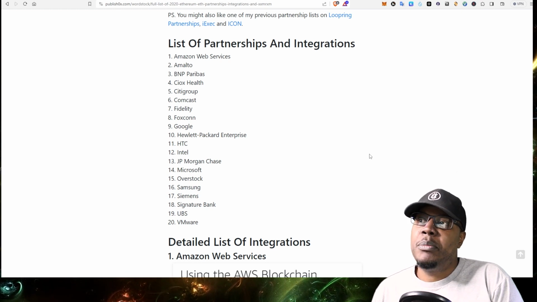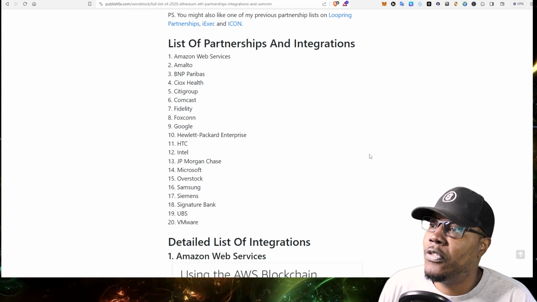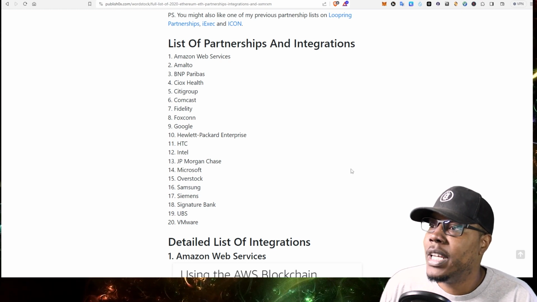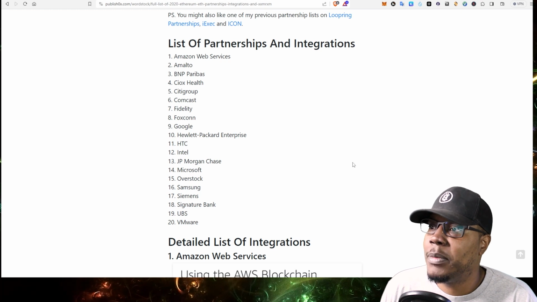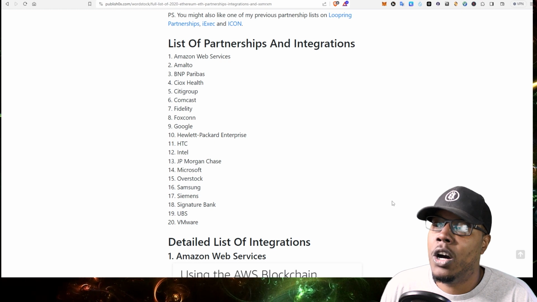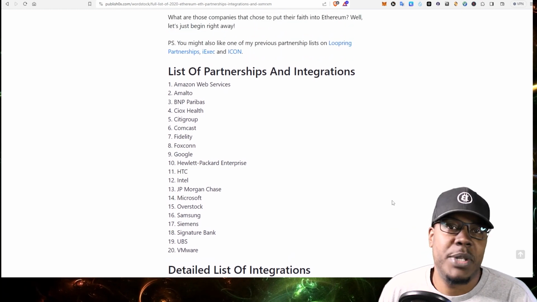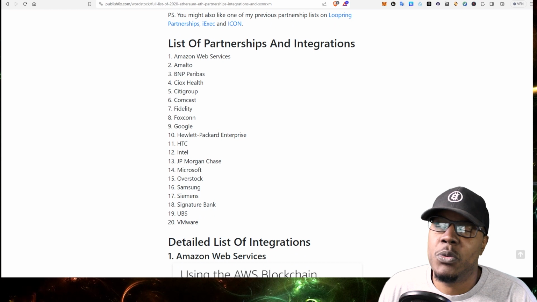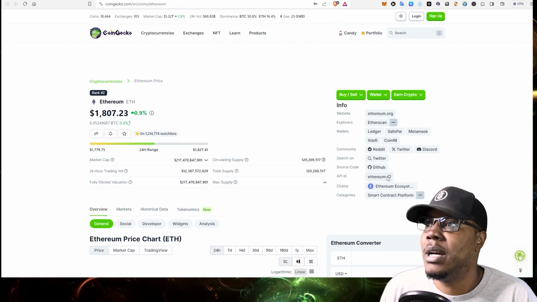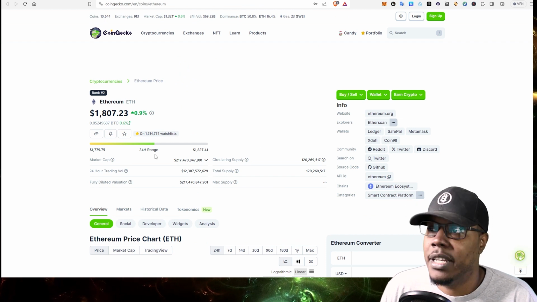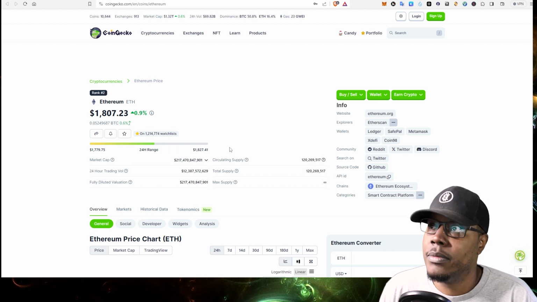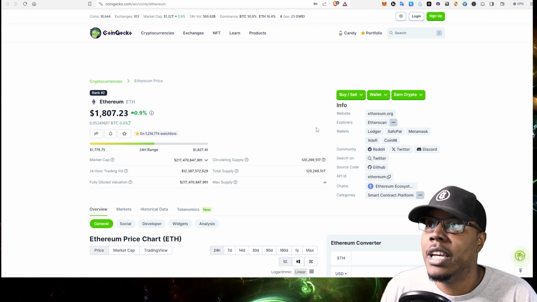We got BNP, which they sold to the BMO folks. So it's BMO. They got Citibank, which we know has been in crypto for a while. We got Comcast, Fidelity, Google, Hewlett Packard, JP Morgan Chase, all of the big names. There's a bunch of big names, and of course they're working with Ethereum. Had to remind everybody about the king of layer 1s, the first of the layer 1s, but it does have its problems. Okay, it does have its problems, so gotta give it that as well.